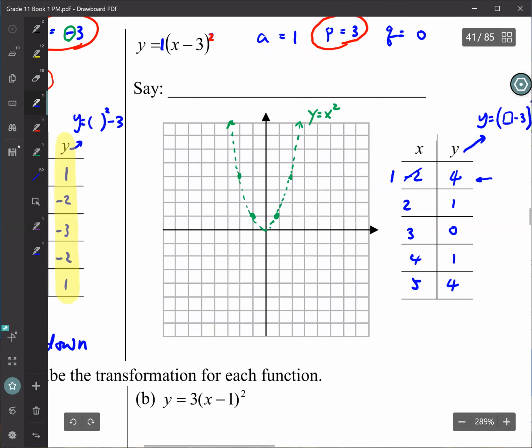Okay, so let's quickly draw the picture. 1, 4, right? 2, 1, right? And then so on. Okay, so he's correct, right? It's moving to the right, right? 1, 2, 3, moving to the right by 3. So we just say in a sentence here, translate right. Say the direction first, okay? Right 3 units.